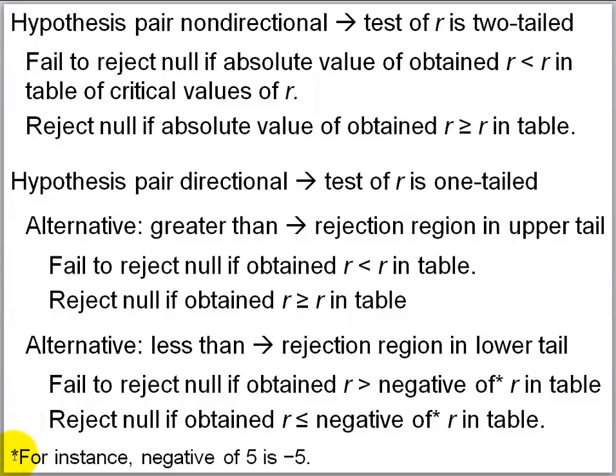The table of critical values lists only positive values. For instance, if we saw a value of 5, that would not be in the table, because values of r range between -1 and 1, but the negative of 5, for instance, is -5. So, for instance, the negative of 0.42 would be minus 0.42.